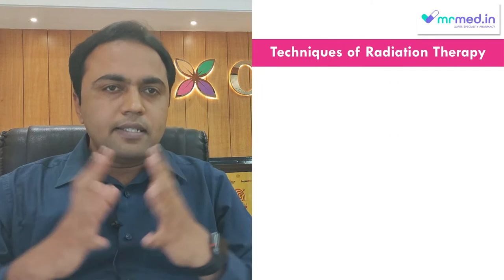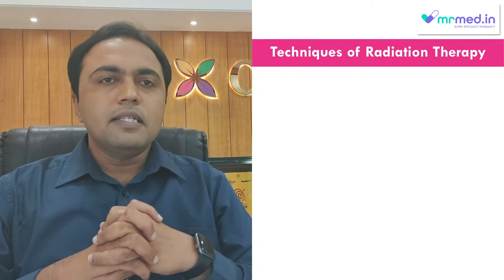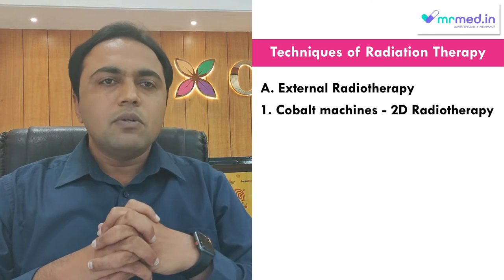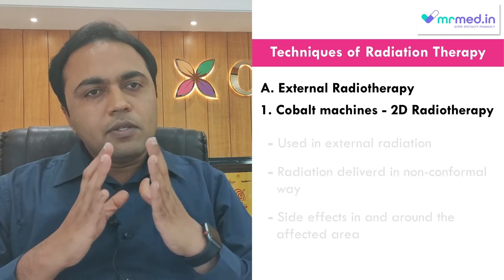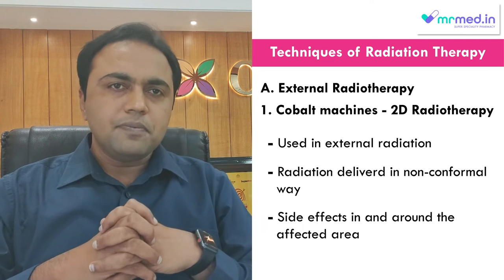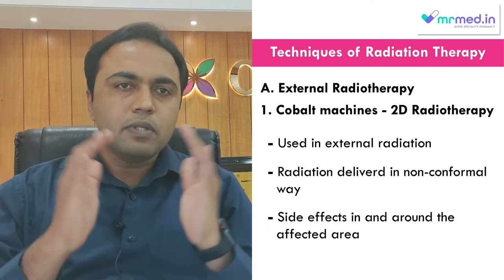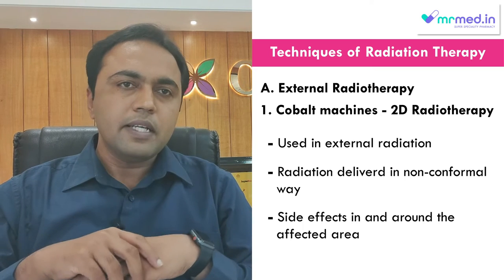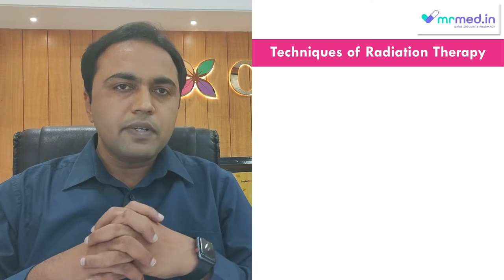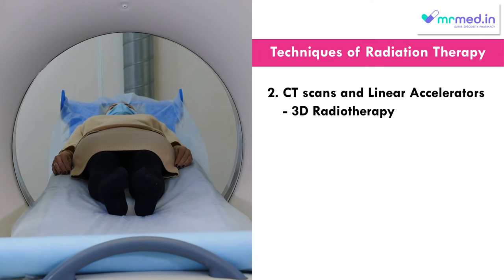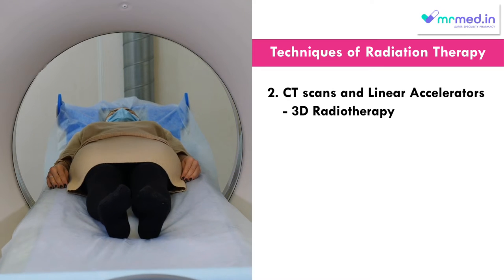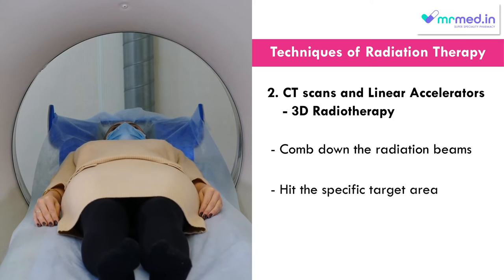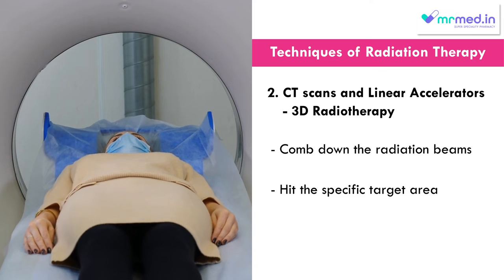What are the different techniques of radiation? In the good olden days we started with two-dimensional radiotherapy using cobalt machines, but in the cobalt era we had a lot of side effects because there was no conformal way of delivering radiation. We used to put just 2 fields or 4 fields of radiation. Now, with the advent of CT scans and linear accelerators, we can cone down the radiation beams and hit the specific area where we want to target the radiation.